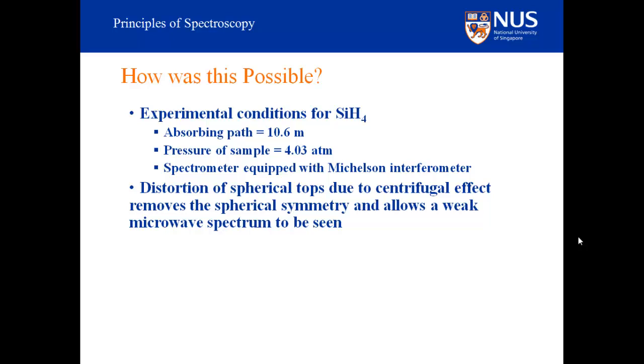The path length was over 10 meters, the pressure was over 4 atmospheres, and they also had to do it with a Michelson interferometer. But it arises because of centrifugal distortion as you rotate faster and faster, so you can see a weak microwave spectrum. It is possible for tetrahedral molecules. You wouldn't, however, have seen it for an octahedral molecule. If you rotate that kind of molecule around a C4 axis faster and faster, it doesn't generate a dipole moment, but it will for a tetrahedral molecule like methane or silicon tetrahydride.